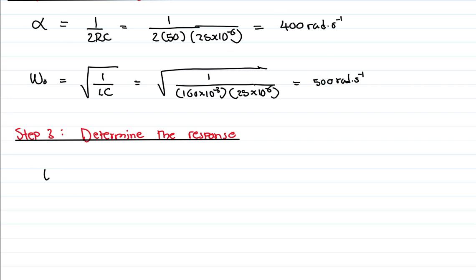So the radian frequency squared is greater than the Neper frequency squared, and this gives us an underdamped response. So this is called an underdamped response.